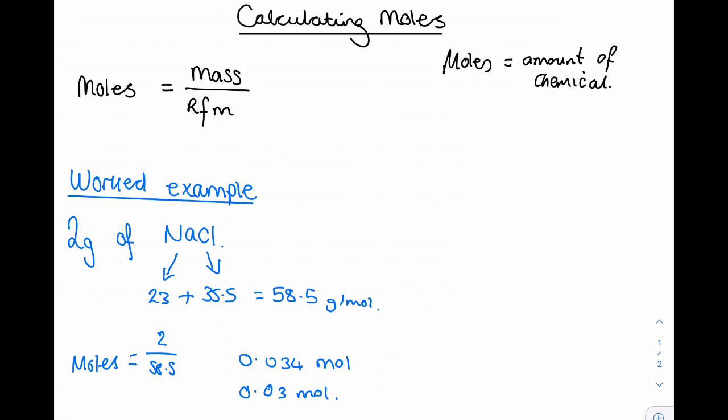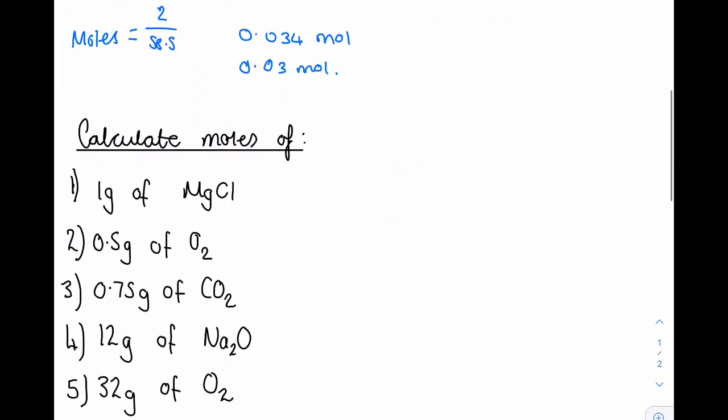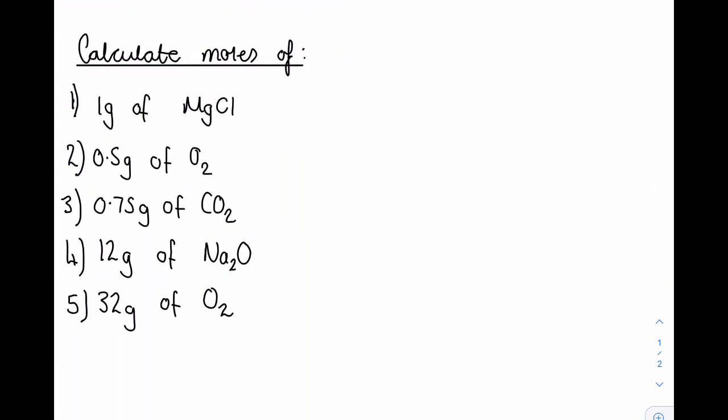So what I'd like us to do now is have a go at calculating moles of these 5 things. So we've got the grams, we've got the chemicals. Have a go at calculating how many moles of each we've got. Can I ask that they are done to 2 decimal places? Because it usually asks either 2 decimal places or 2 significant figures, and we'll focus on 2 decimal places today.